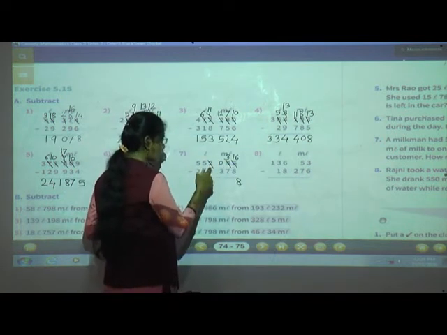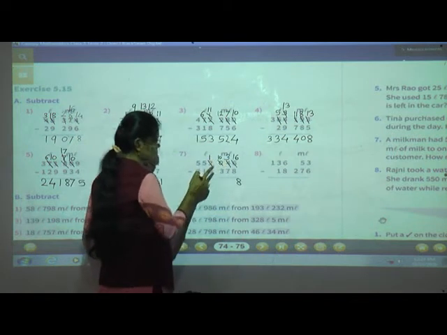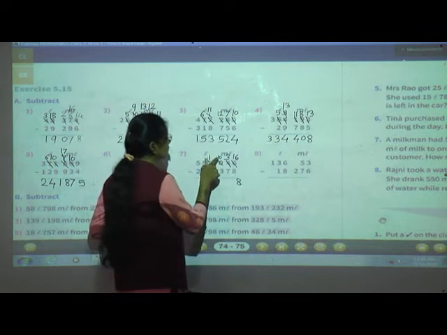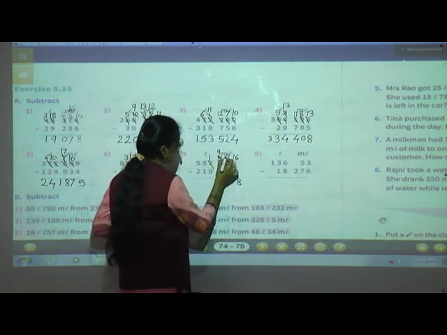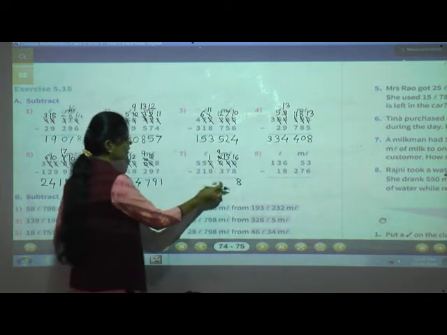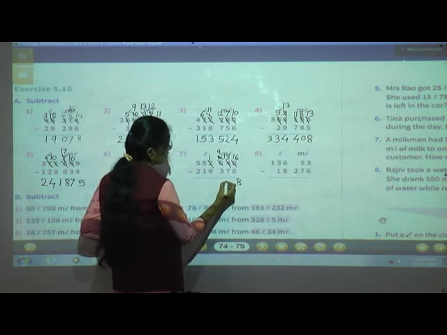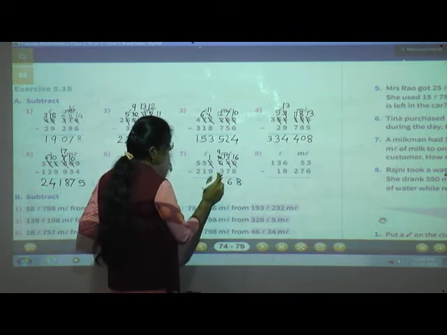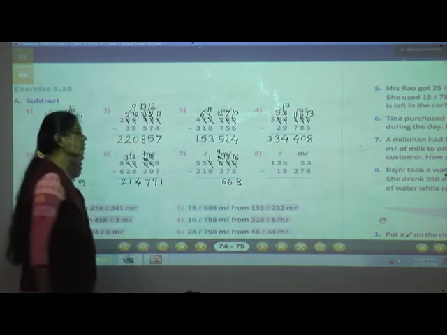We'll take 1 borrow from this 2, so here 1 will remain, and this 0 will become 10. Now from this 10 we'll take 1 borrow, so 10 minus 1, here 9, and this 3 will become 13. Now 13 minus 7, 6. Then 9 minus 3, 6. Okay. Now we will subtract the liters.